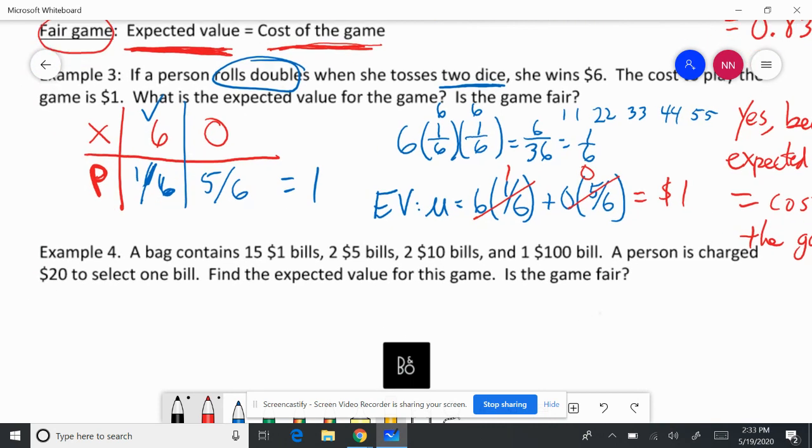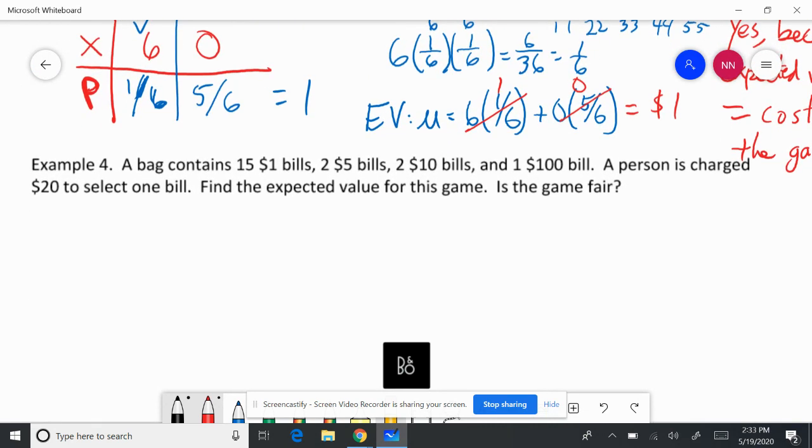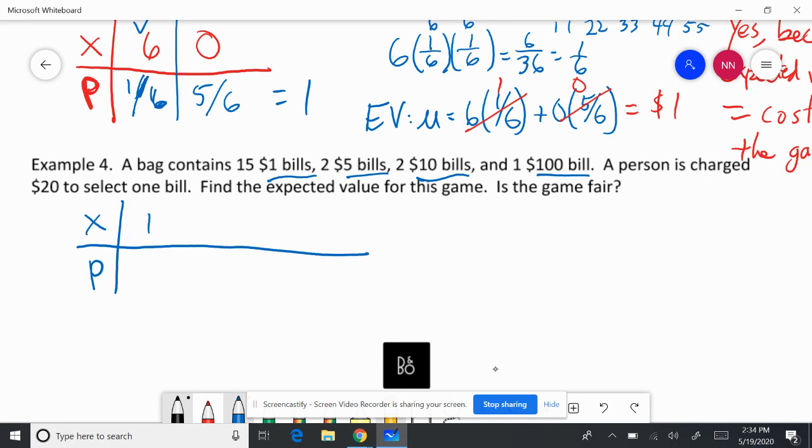Let's look at our second game. This time what we have is a bag. The bag contains $1 bills, $5 bills, $10 bills, and $100 bills. A person is charged $20 for selecting one bill. So let's look at all of our options. A person grabs a bill out of the bag. Either the bill is a $1, a $5, a $10, or a $100 bill.